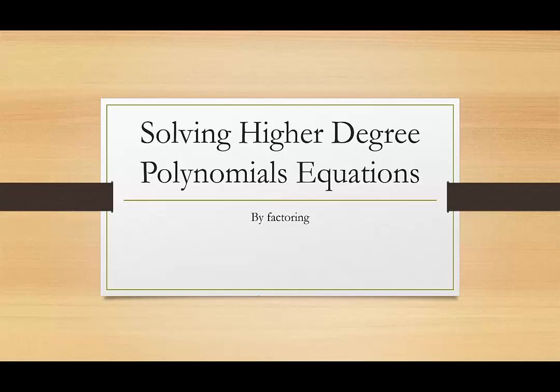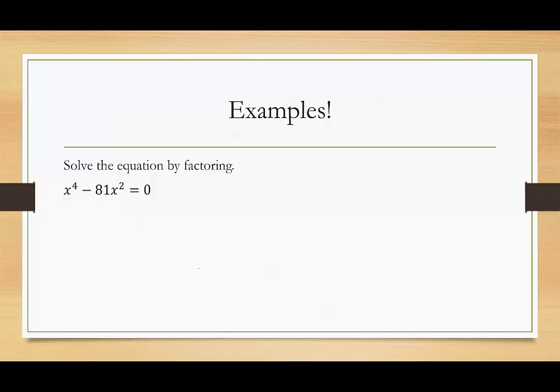In this video, we're going to solve higher degree polynomial equations by factoring. What that means is we're going to have our factors: x minus a, x minus b, and so on, equals 0. Then we set each factor equal to 0 and solve. Let's look at some examples.